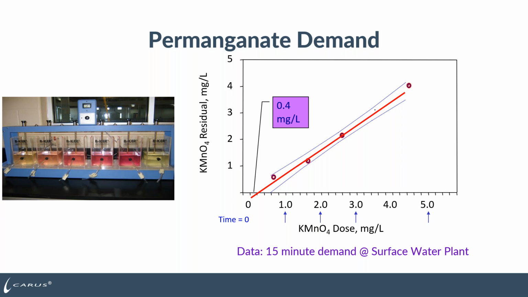Where the demand curve goes down and intersects the axis is what the actual demand would be for the water without having the higher dosage. So in this case, a 15-minute demand for this water was showing you would consume about 0.4 milligrams per liter of permanganate in 15 minutes.